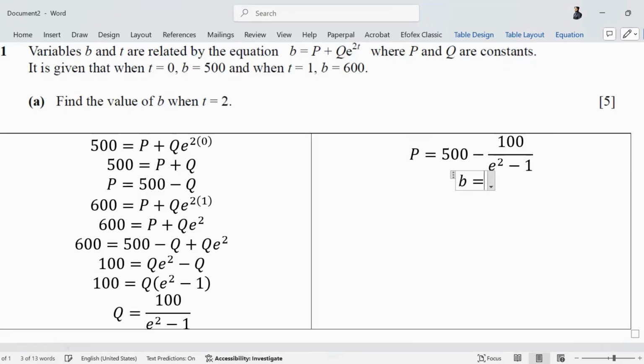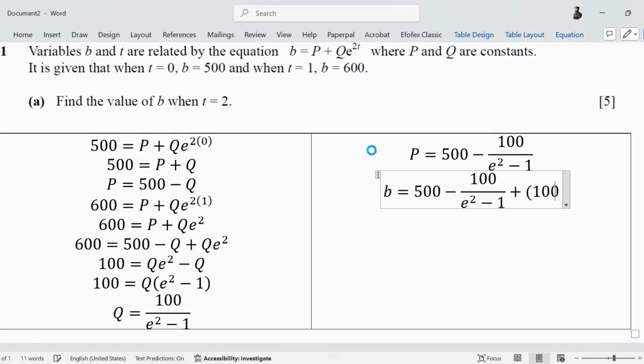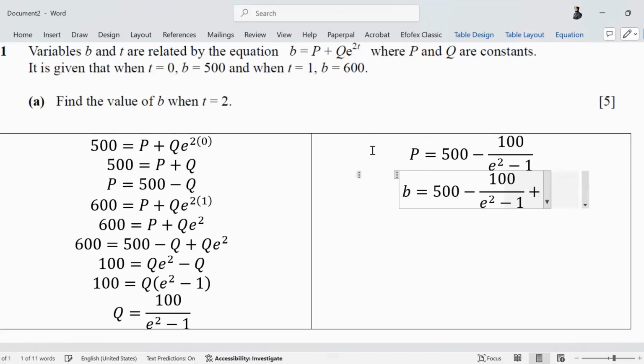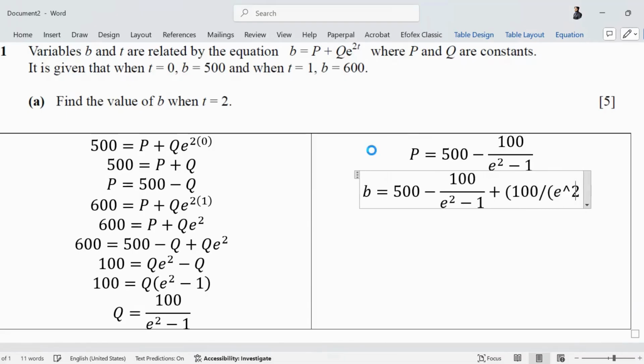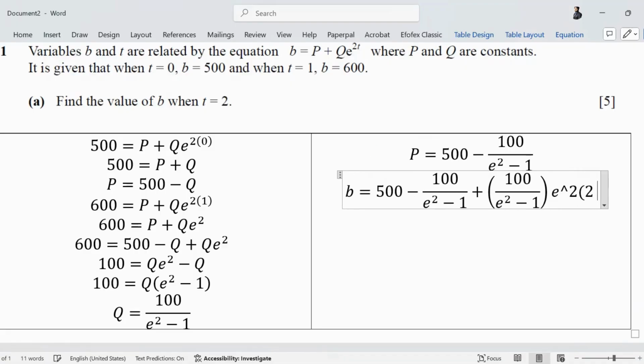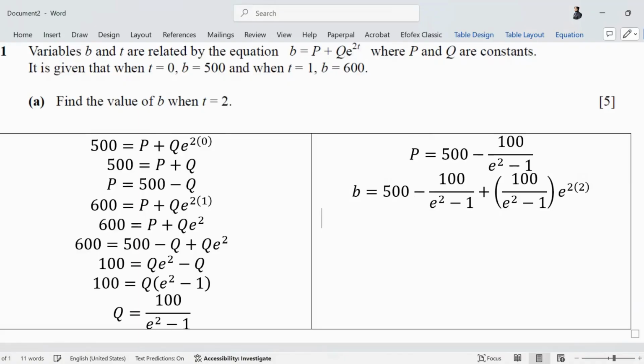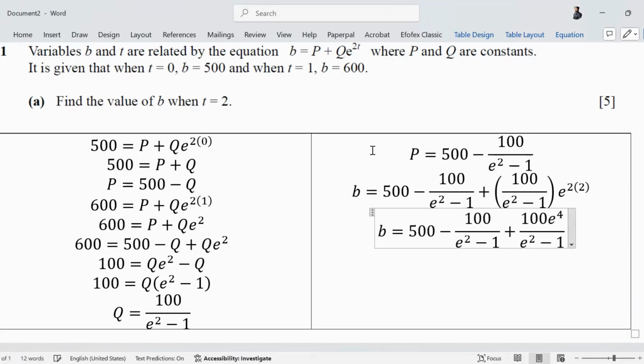So I need to find the value of b when t is 2. So in place of p I will write 500 minus 100 upon e square minus 1, plus in place of q I will write 100 upon e square minus 1, and e to the power 2, and the value of t is also 2. So b is 500 minus 100 over e squared minus 1 plus 100 e to the power 4 over e squared minus 1.